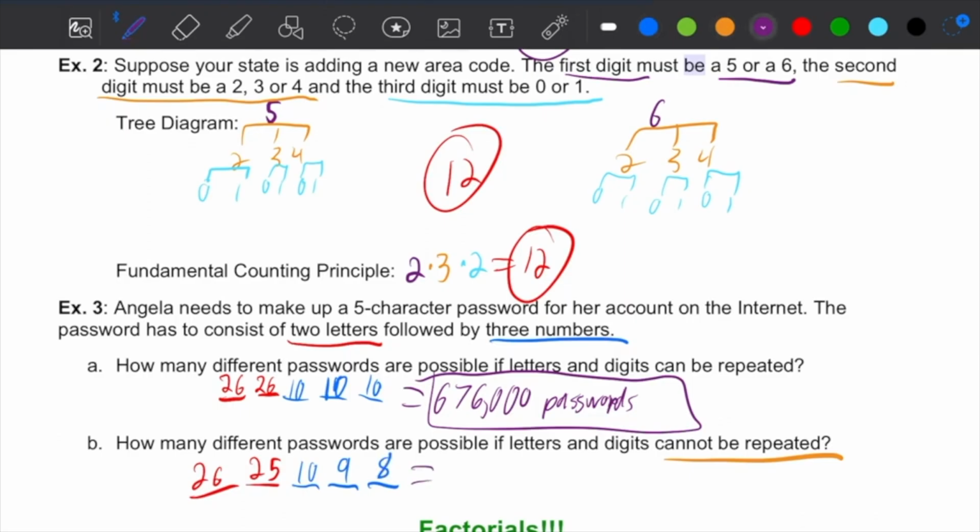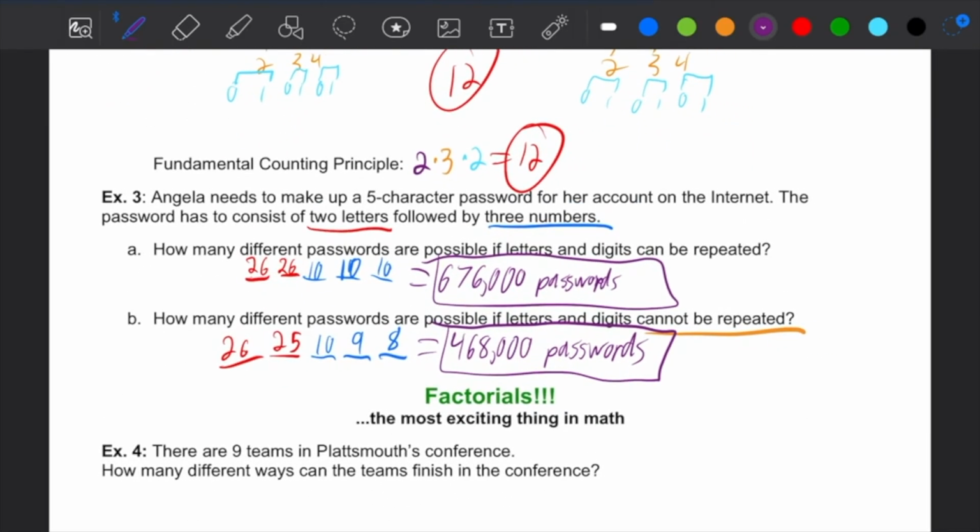So we see that you only have 468,000 different passwords available. So still quite a bit, but obviously significantly less than 676,000. That's what changes when you're able to repeat a number or a digit versus not. I should have said a letter or a digit because numbers and digits are the same.